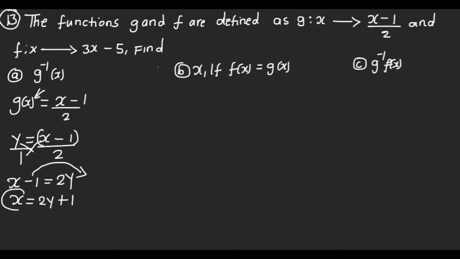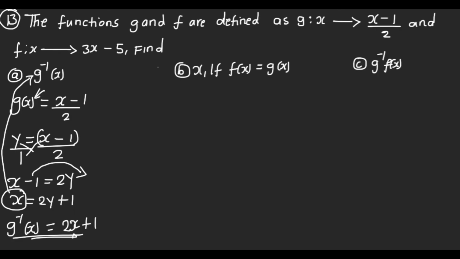Then after we are done making x the subject of the formula, we substitute with this symbol for the inverse, so g of inverse of x is equal to 2, where there is y, we replace back with x, so it becomes 2x plus 1.